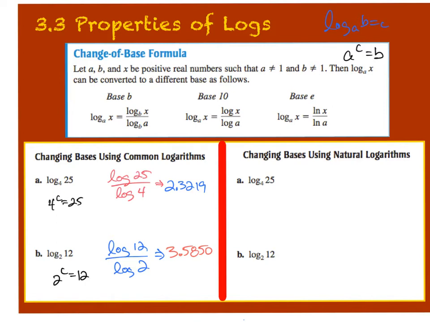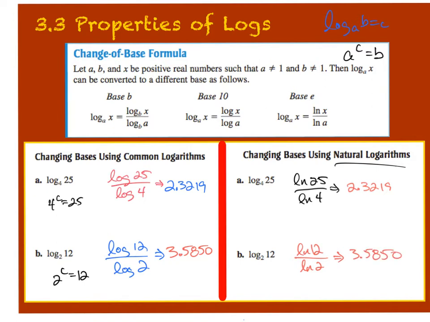And the second part, I can show you, you can also use natural logarithms. So we could say it's natural log of 25 over natural log of 4. Guess what happens when we do it with natural logs as well? They're the same. You still get 2.3219. You could also do natural log of 12 over natural log of 2. And guess what you still get? You still get the same. A lot of the times I use natural log because it's one less letter that I have to write.